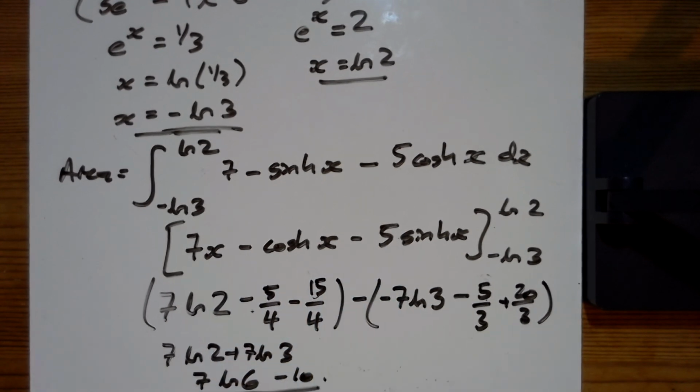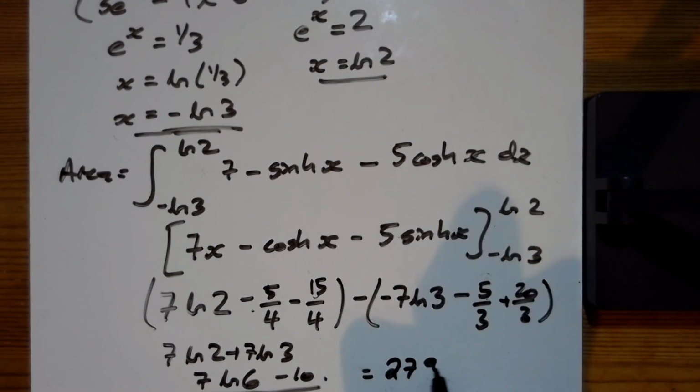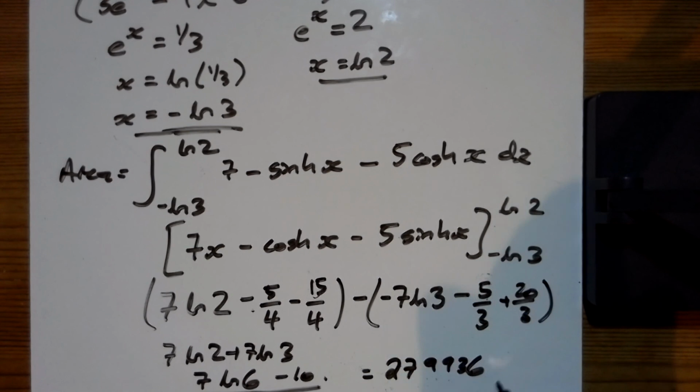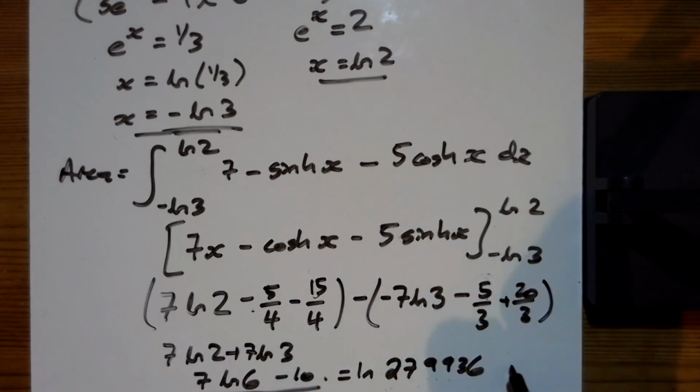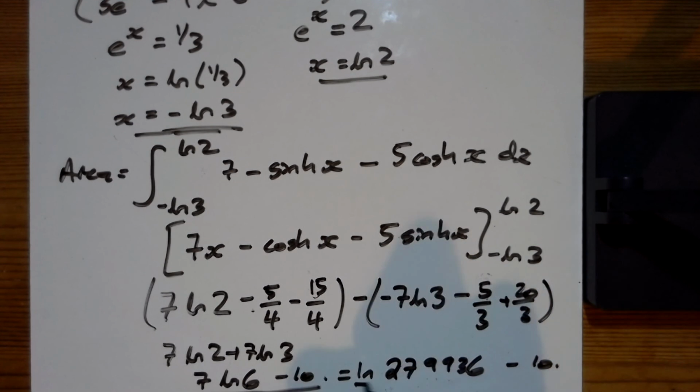It does say leaving your answers in the form of ln A plus B. So actually I've got to do 6 to the power of 7 to finish off. I didn't think of doing that. So I've got 279936. So it's the ln of that. Take away 10. Here's my final answer.